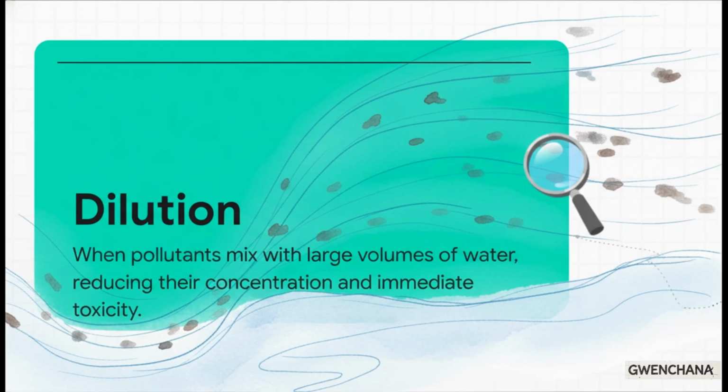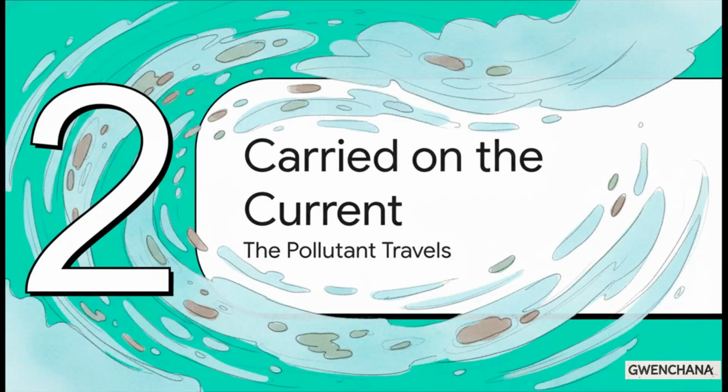Makes sense, right? The pollutant immediately starts mixing with all that water around it. Now, this does lower its concentration, which can make it less toxic right on the spot, but, and this is so important, the pollutant hasn't vanished. It's not gone. It's just spread thin, getting ready for the next part of its trip. Which, of course, leads us right to part two.